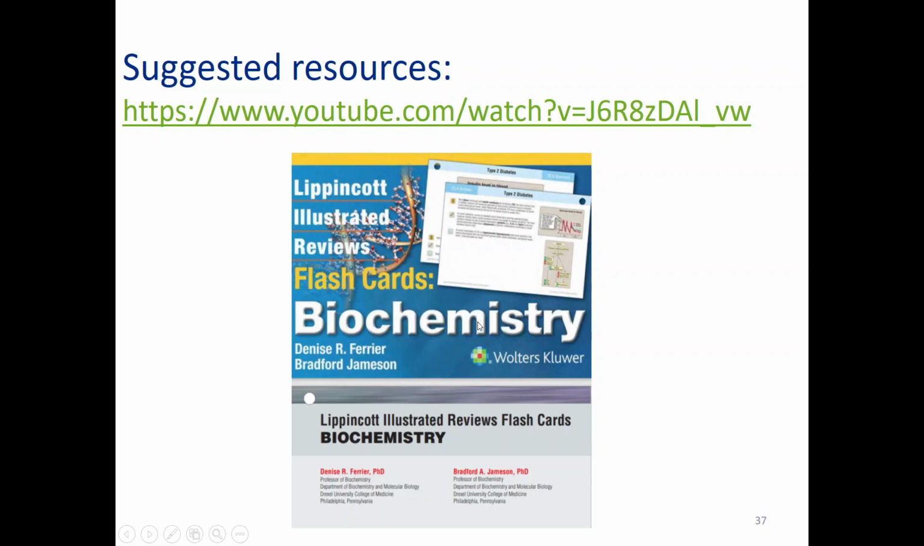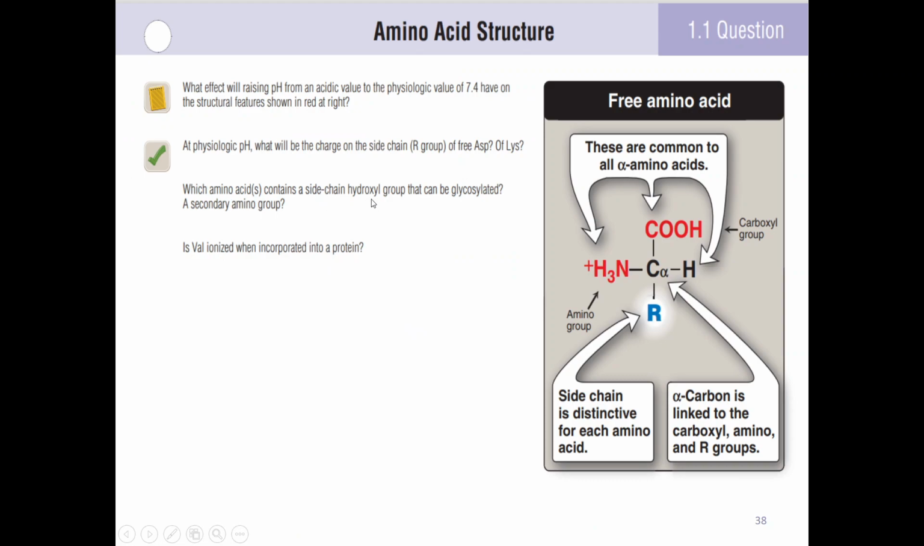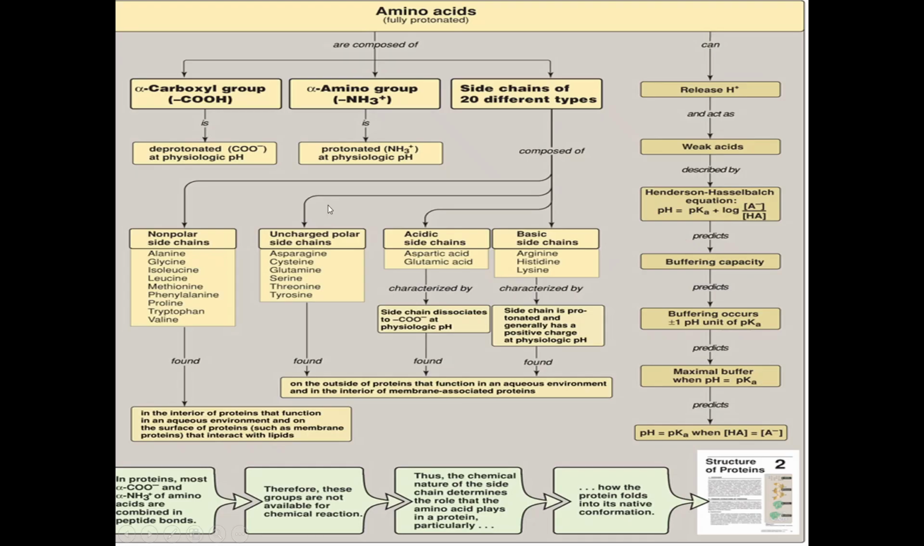Okay, this is the suggested resource for practicing questions: Lippincott's flashcards for biochemistry. And this is an example of one of the flashcards. So it has all these practice questions that you can solve. I'm not going to go through them now for the sake of time. And this is what we have at the end of each chapter. You have a concept map. This is very important because it summarizes all the information that we have studied in the lecture. Thank you for your attention.